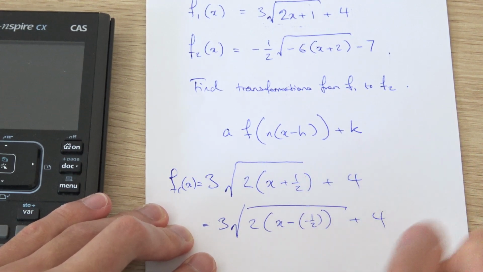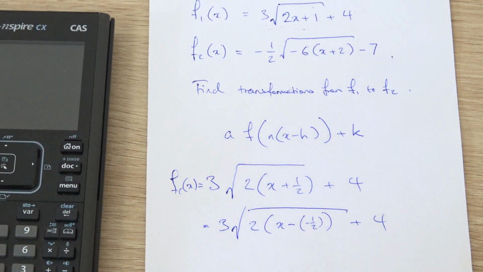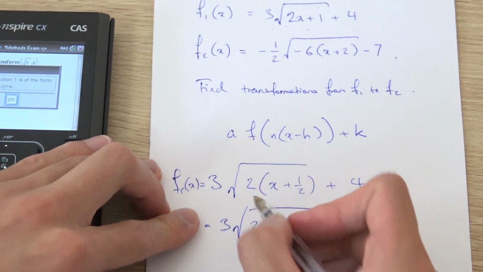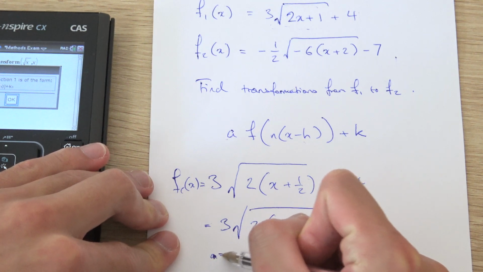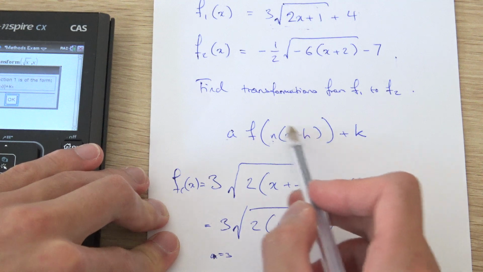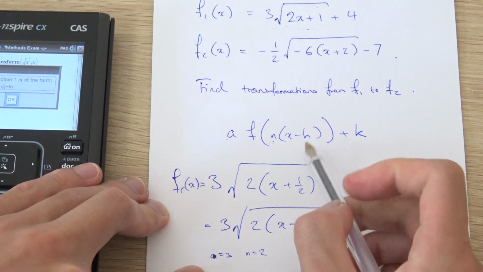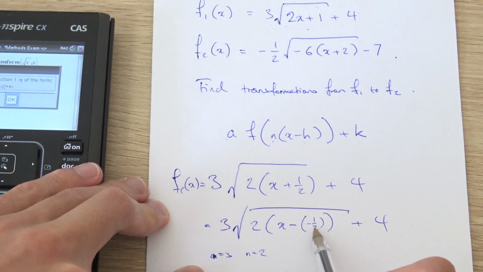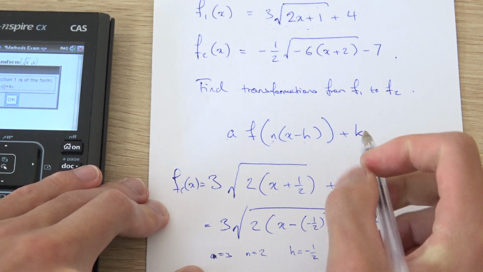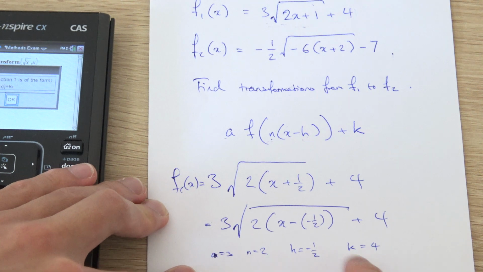And then plus 4. So this expression is the exact same thing as what we have right here. And now we can identify our a, n, h, and k values, because our a is 3, so a is equal to 3. Our n is just the constant in front of this factor, so our n is equal to 2. Our h, well, we have x minus something, so our h is that something itself, so minus a half. And our k is exactly 4. So we know what our a, n, h, and k values are.